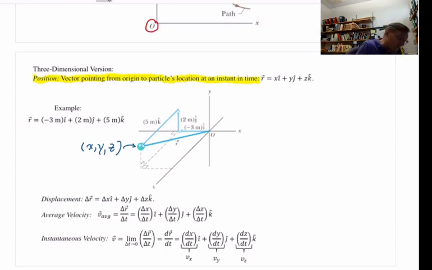And if I tell you that X is -3 meters, and Y is +2 meters, and Z is 5 meters, then that tells you where the particle is, yes? You go -3 meters parallel to X, and then +2 meters parallel to Y, and then +5 meters parallel to Z. And that's what this picture does.